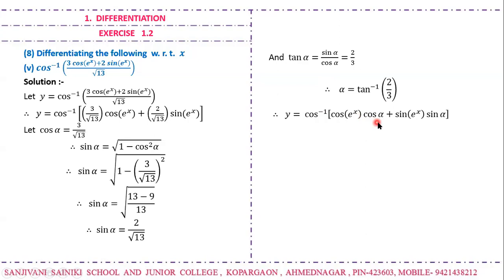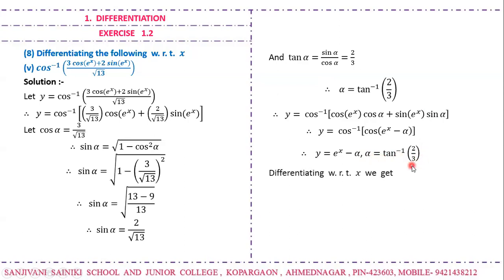And y is equal to cos inverse of cos e raised to x cos alpha plus sin e raised to x sin alpha. Therefore, y is equal to cos inverse of cos of (e raised to x minus alpha). So y is equal to e raised to x minus alpha, and alpha is equal to tan inverse of 2 upon 3. So differentiating, derivative of e raised to x is e raised to x and derivative of alpha is 0. So the derivative of the given expression is e raised to x.